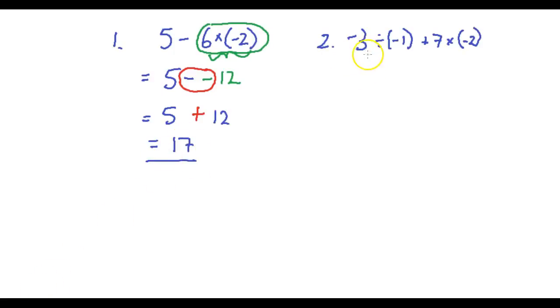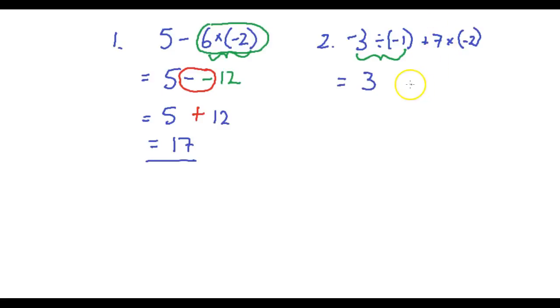In our second example, we have negative 3 divided by negative 1 plus 7 times negative 2. Now division and multiplication have equal rights, and we have both of them here. So we're going to do this one first, just because it's on the left. And we have a negative 3 divided by a negative 1. Now the signs are the same. When we multiply or divide, the answer is positive. So it's positive 3.